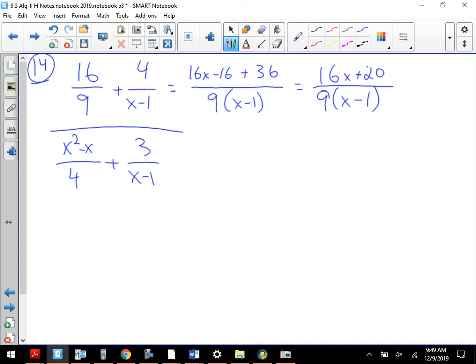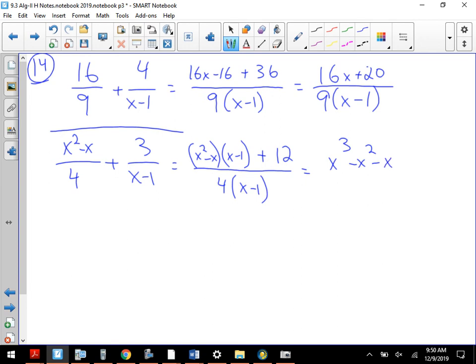Okay. Do the same thing with the second part. The denominator for that to be common is going to be 4 times the x minus 1. This one will have to FOIL out. So we have x squared minus x, and x minus 1. And then this one's going to be plus 12, 3 times 4. That numerator gives me, was it x squared minus 1? Yes. That numerator is going to give me x cubed minus x squared minus x, and then plus 12, all over 4 and the x minus 1.